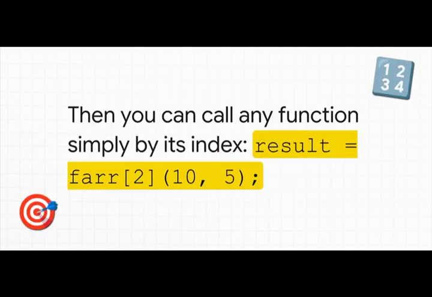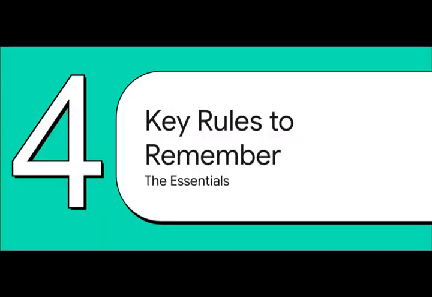And once you have that array, calling a specific function is as easy as accessing an array element by its index. You want to multiply? Just use index 2. This makes your code unbelievably clean and so easy to expand. Need to add a new operation? Just add it to the array. That's it. Okay, that was a lot, I know.